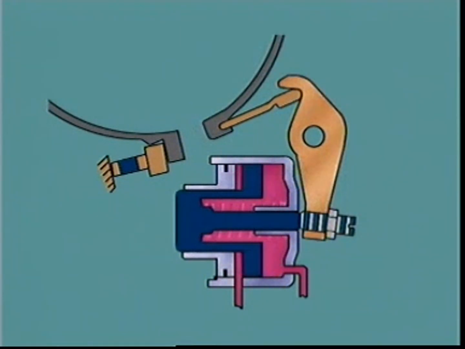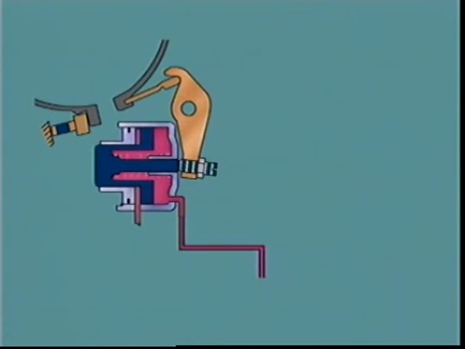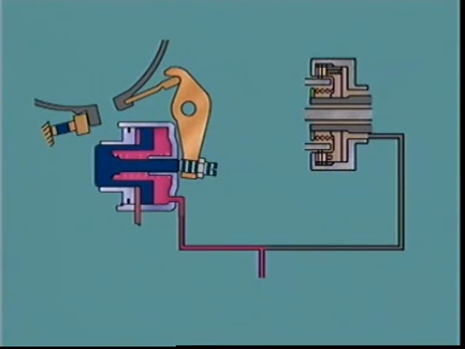The band can be released even while apply fluid continues to exert force on the piston. The fluid directed to the release side can be directed at the same time to a clutch piston to bring the next component into operation.